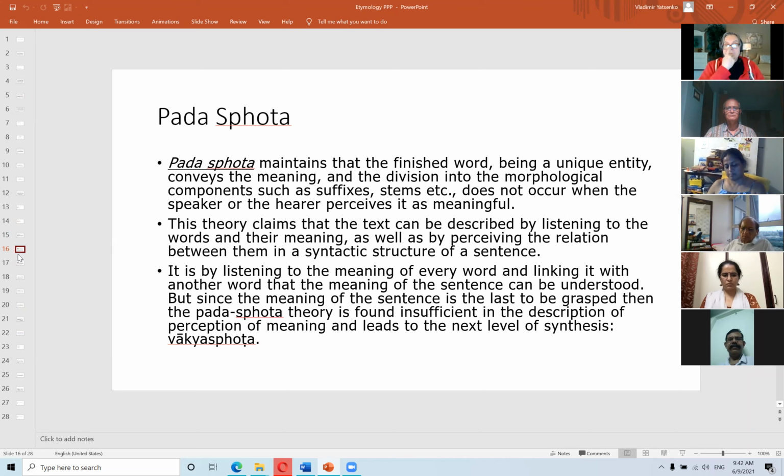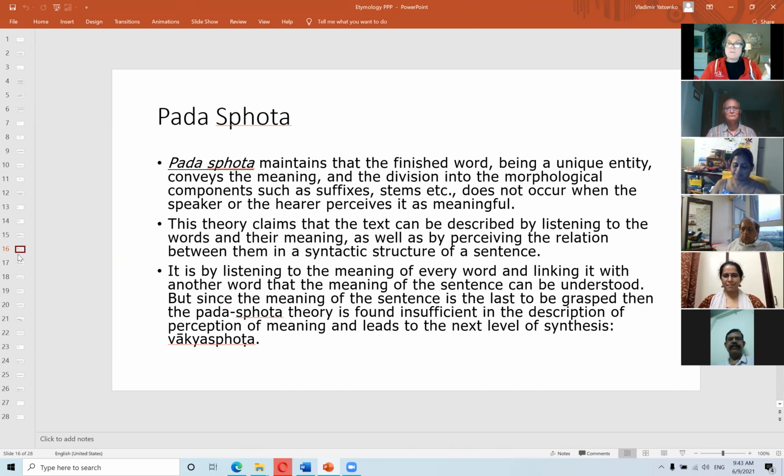This theory claims that the text can be described by listening to the words and their meaning, as well as by perceiving the relation between them in a syntactic structure of a sentence. It is by listening to the meaning of every word and linking it with another word that the meaning of the sentence can be understood. That is Sphota theory. So we listen word to word and link them until linkage is done and the text is understood. But since the meaning of the sentence is the last to be grasped, the Sphota theory is found insufficient in the description of perception of meaning and leads to the next level of synthesis, Vakya Sphota.